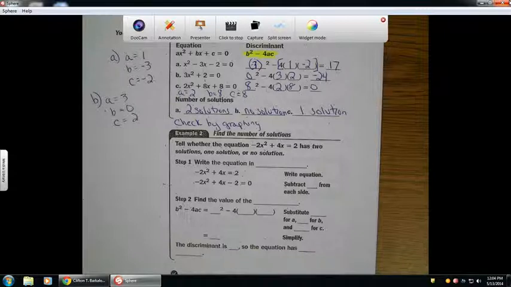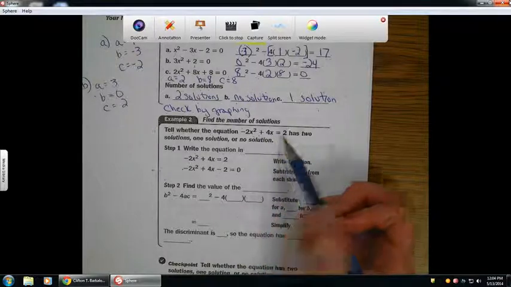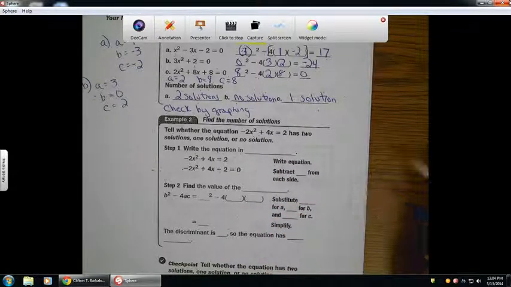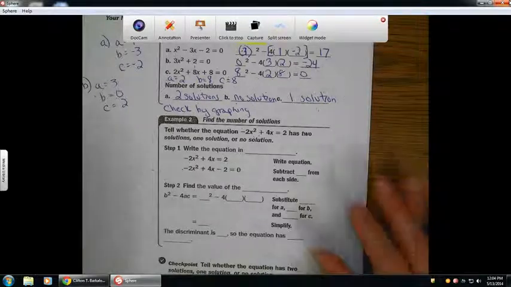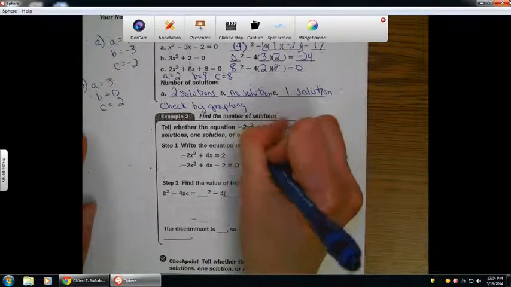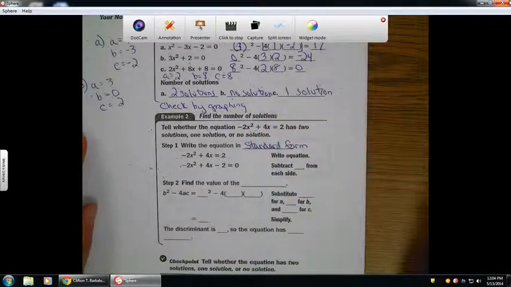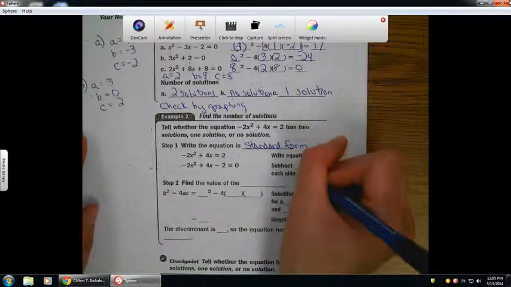To find the number of solutions, we're going to tell whether the equation negative 2x squared plus 4x equals 2 has 2 solutions, 1 solution, or no solution. As you know from every other quadratic equation that we have solved, we need to put this equation in standard form. So go ahead and do that and pause the video if you need to. To put it in standard form, we are subtracting 2 from each side.